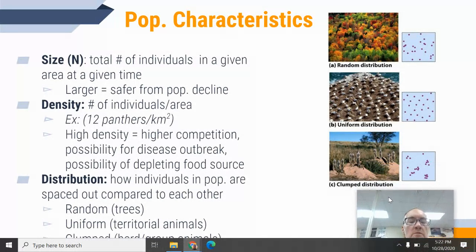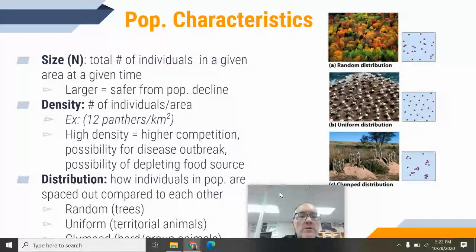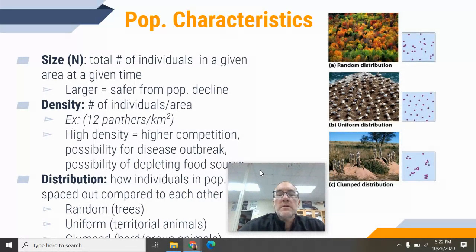Distribution is the term we use to describe how individuals in a population are spaced out. You can see the three examples here on the right. We have random distribution. These are the fall colors you can see up in northern Wisconsin, where you have a mix of different hardwoods randomly scattered throughout with some evergreens. Uniform distribution looks like some nesting birds, where they're establishing nesting areas pretty uniformly, or clump distribution, where populations are concentrated in given areas, as in this case of the meerkats.